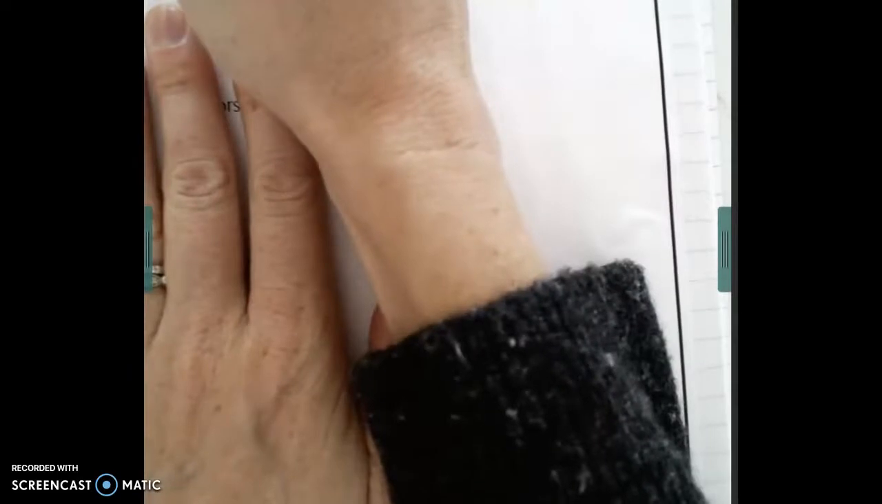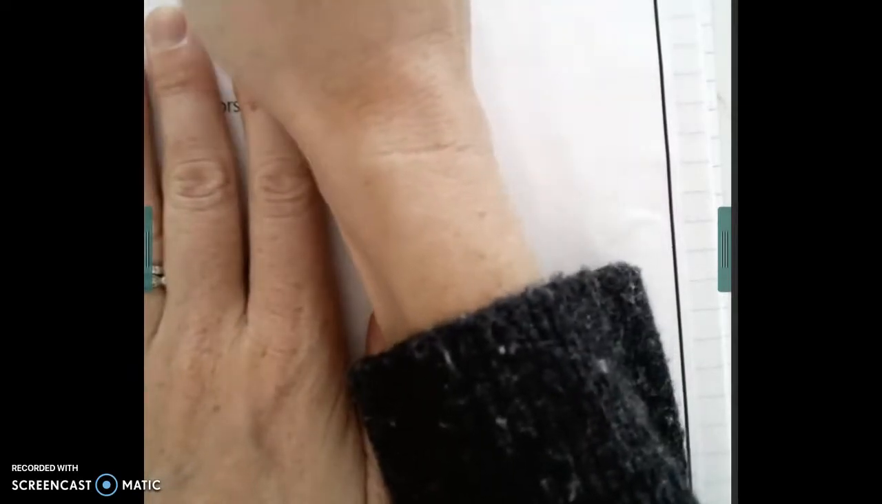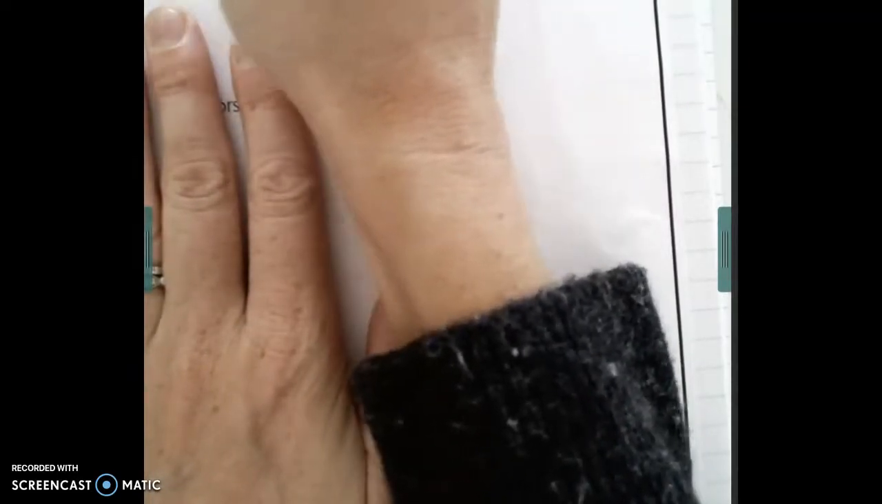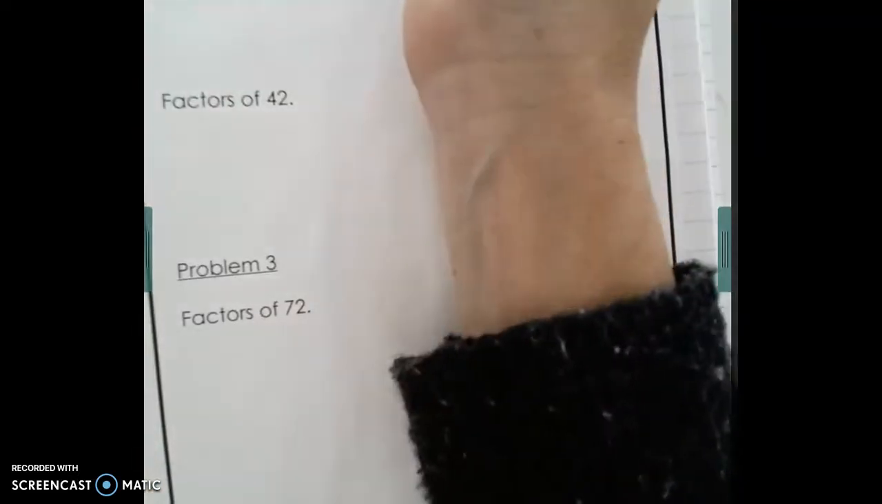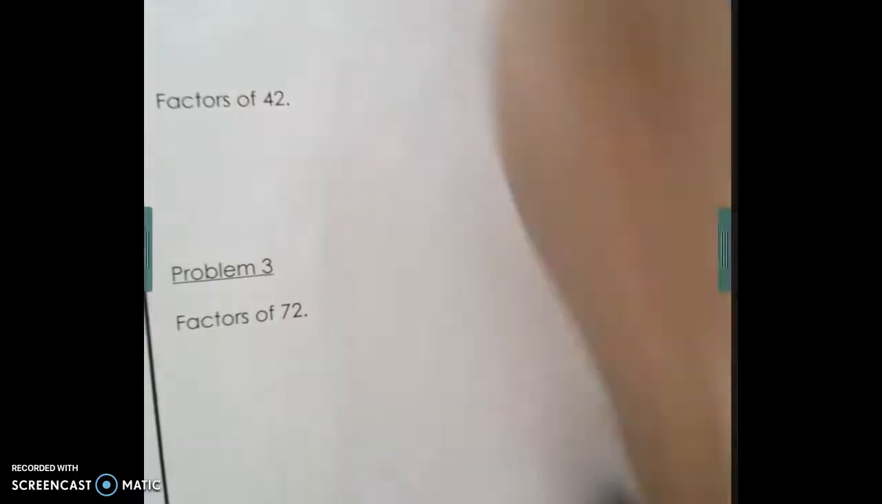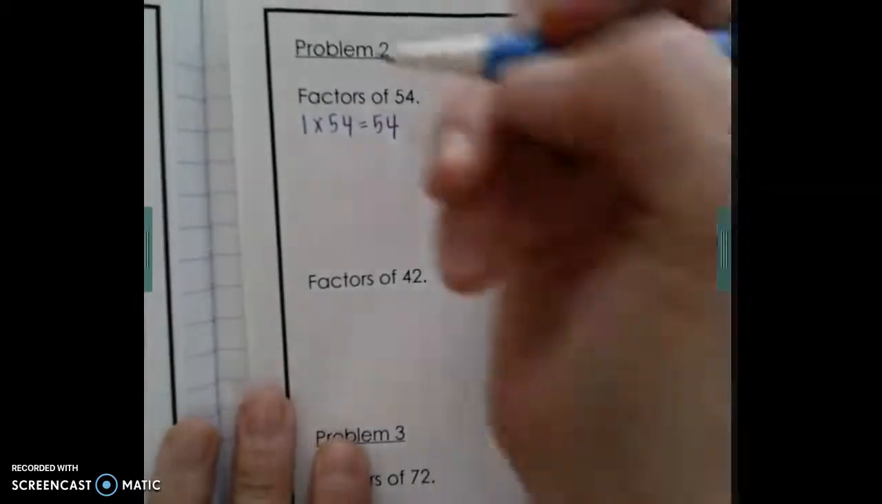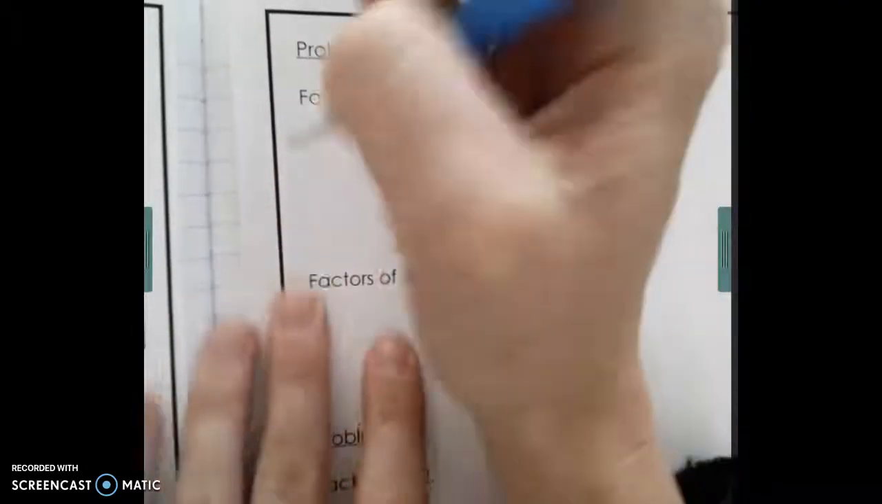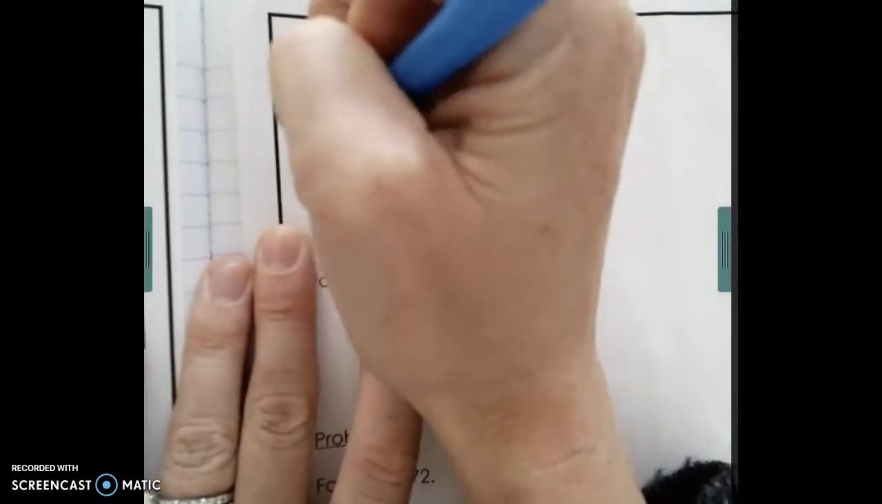Let's see if, well, we know 1 can go into 54, so 1 times 54 equals 54, right? That's always a number that we can do. Can 2 go into 54? Oops, sorry. Can 2 go into 54? Well, 54 is even, so we know 2 can go in there.